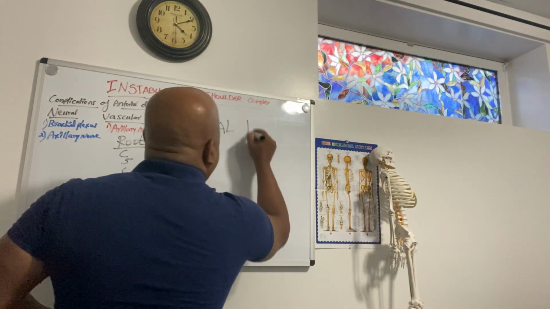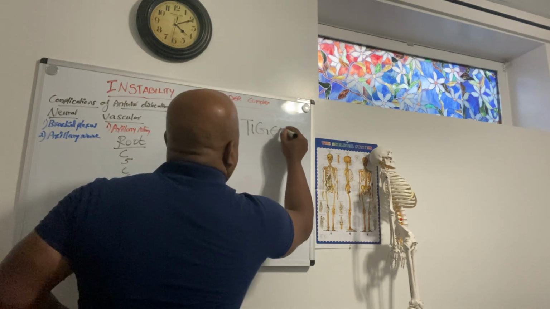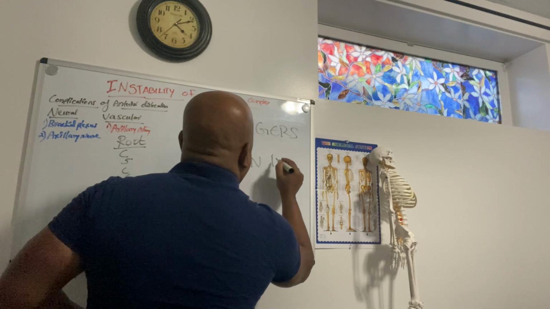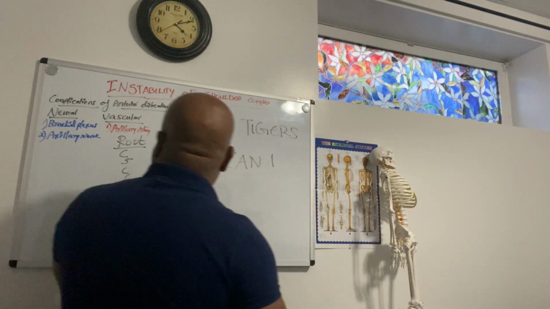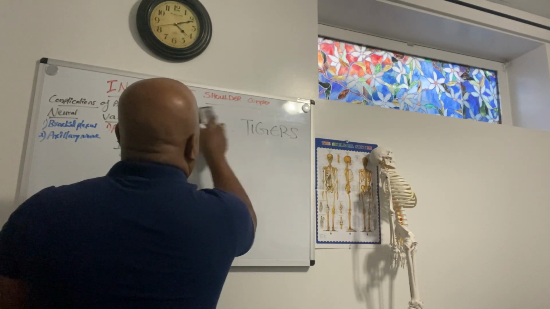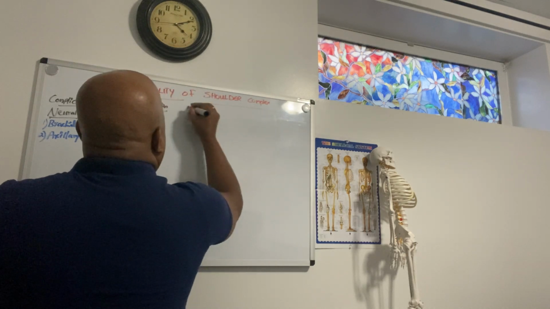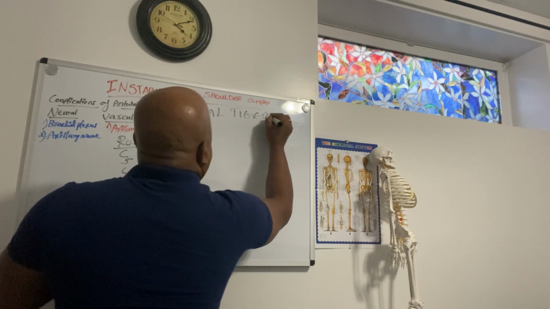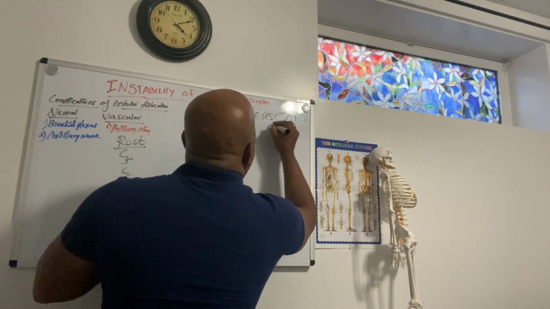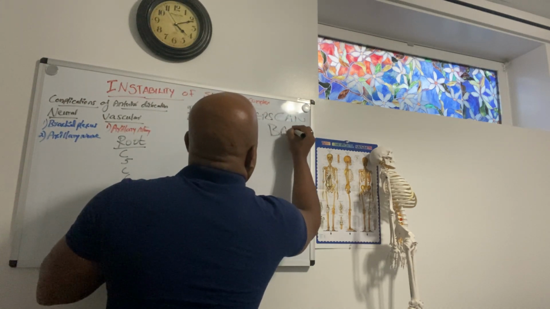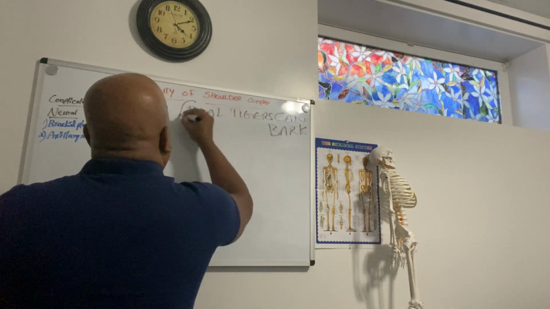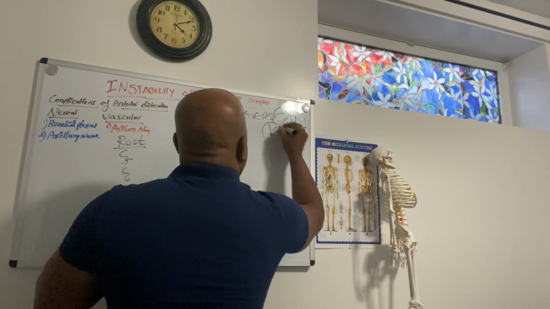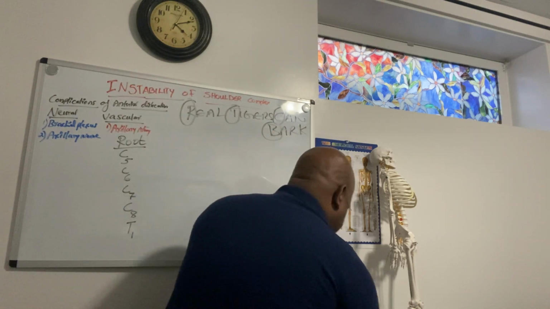Real tigers can bark. So take R from real, T from tiger, C from can and B from bark. So what does it mean? I'll explain.